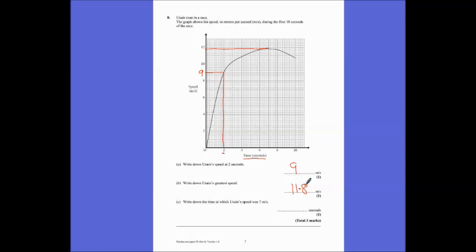Write down the time at which Usain's speed was 7 metres per second. So we go to the speed, we go to 7 metres per second, and we go across and we read off. So again, we go down as accurately as we can, and that is at 1.4 seconds.